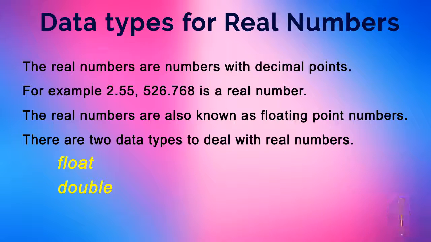As previously we have discussed the data types of whole numbers comprehensively, now we are going to discuss the data types of real numbers. The real numbers are numbers with decimal points, for example 2.55, 526.768. The real numbers are also known as floating point numbers. The C or C++ language provides 2 data types to deal with real numbers, float and double.